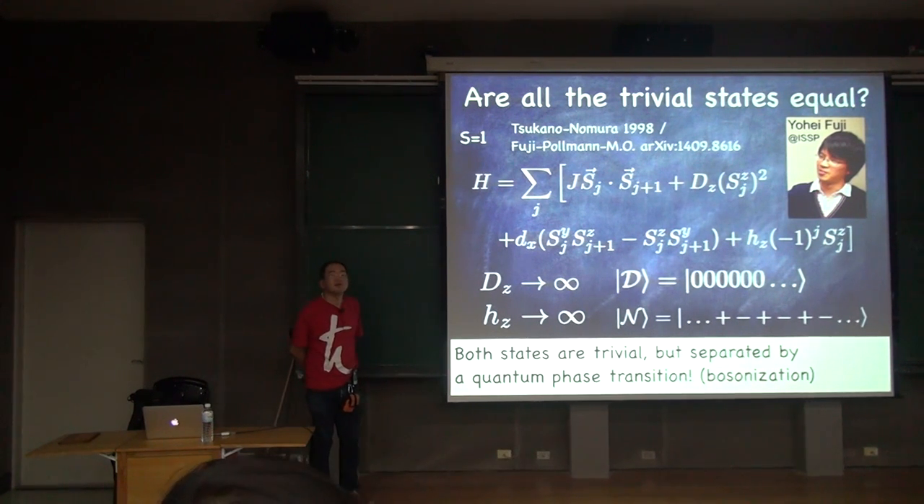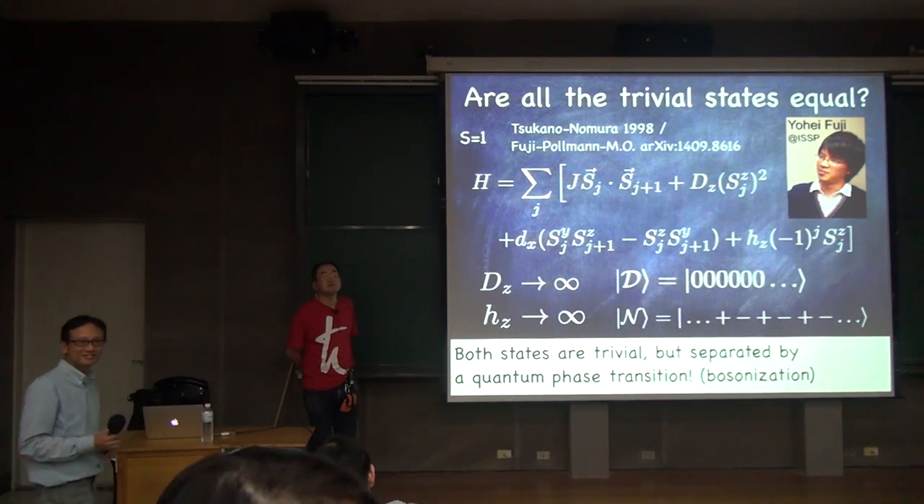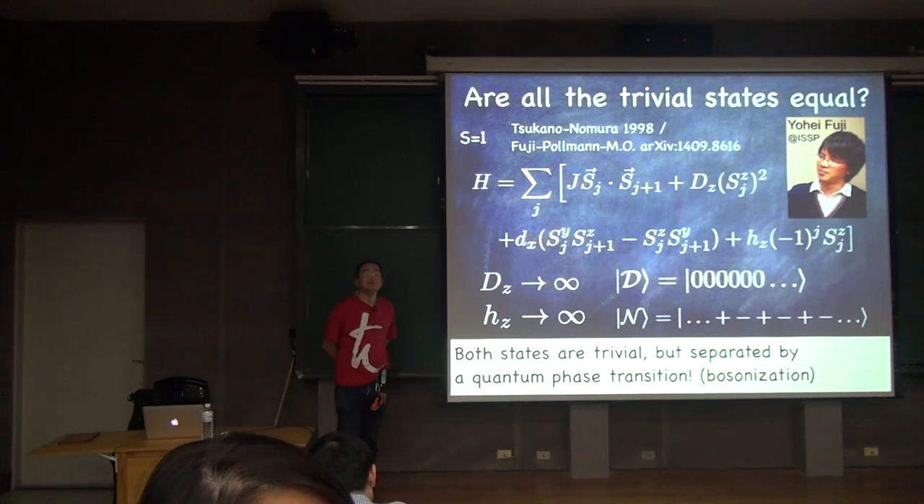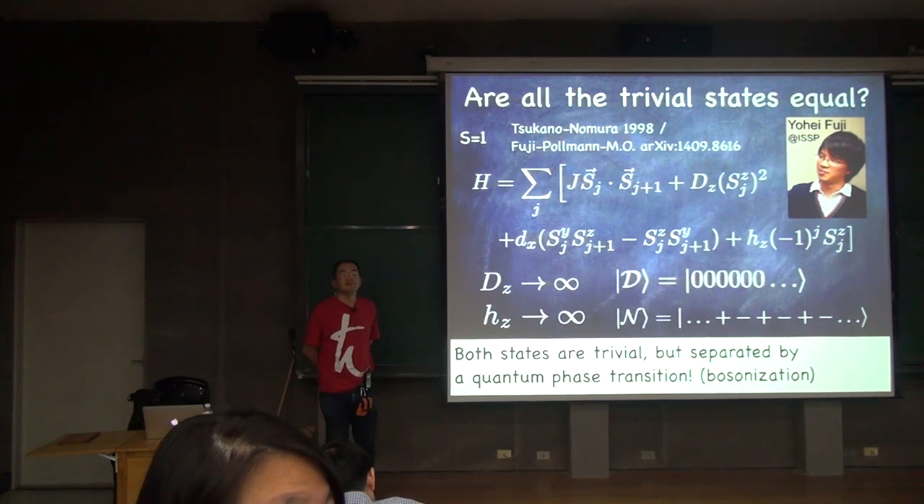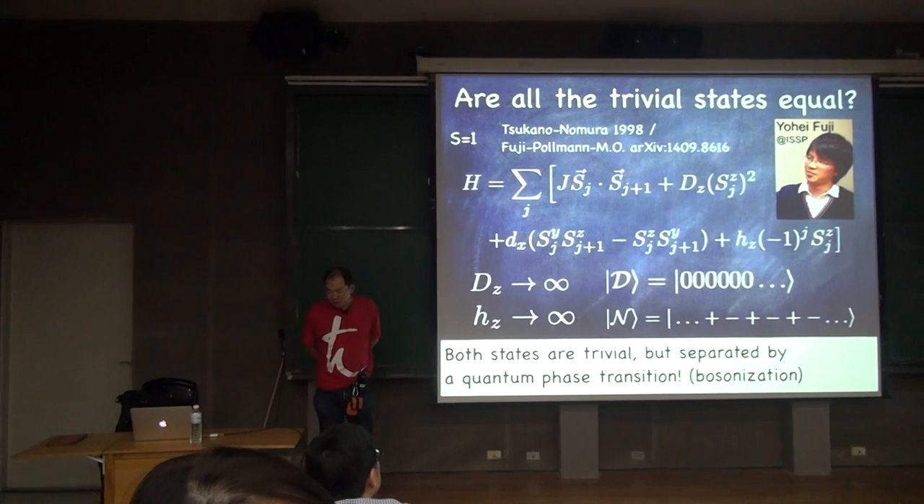Since you talk about the history of this subject, since when have people begun to realize that the study of Haldane states in spin chain models are interesting and important problems?